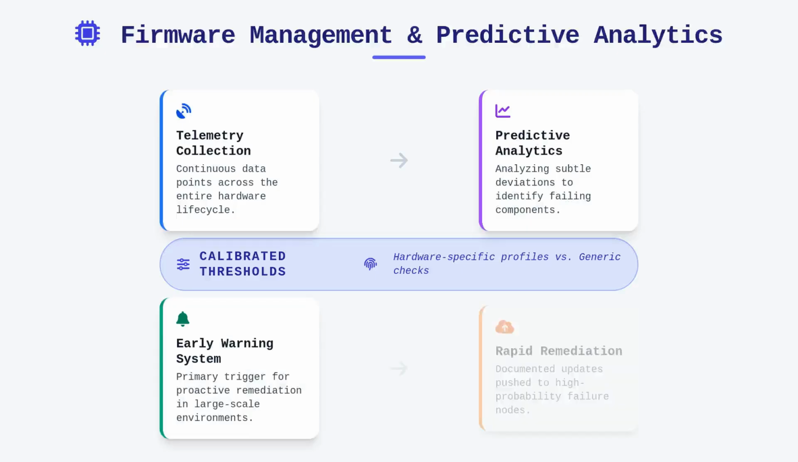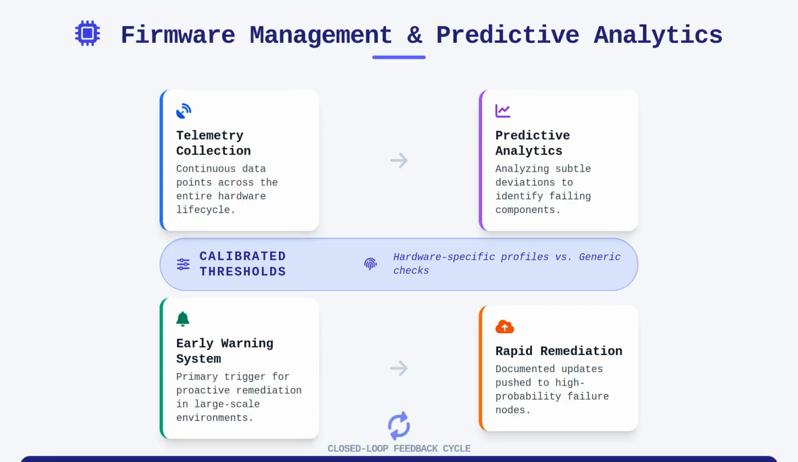Rapid remediation requires a well-documented process for pushing updates to nodes identified by the analytics engine as having high failure probability. This closed-loop system is essential for maintaining the uptime guarantees expected in modern hybrid cloud ecosystems, where downtime is increasingly expensive and disruptive.